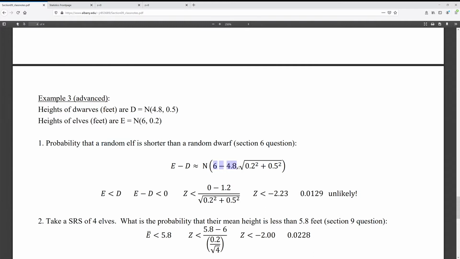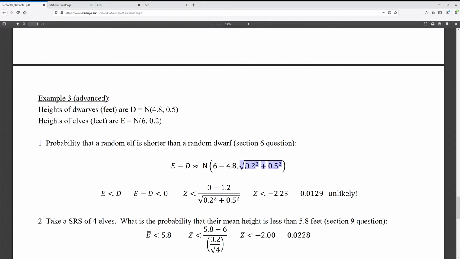Anyway, the mean of E minus D is the mean of E minus the mean of D, in that order: 6 minus 4.8, which is positive 1.2. But as for standard deviations, remember from section 6, when you add or subtract variables, you don't add or subtract their standard deviations. You square them, add them, and take the square root. So remember, subtraction becomes addition, and you've got to square them, add them, and then take the square root. So three things going on there.